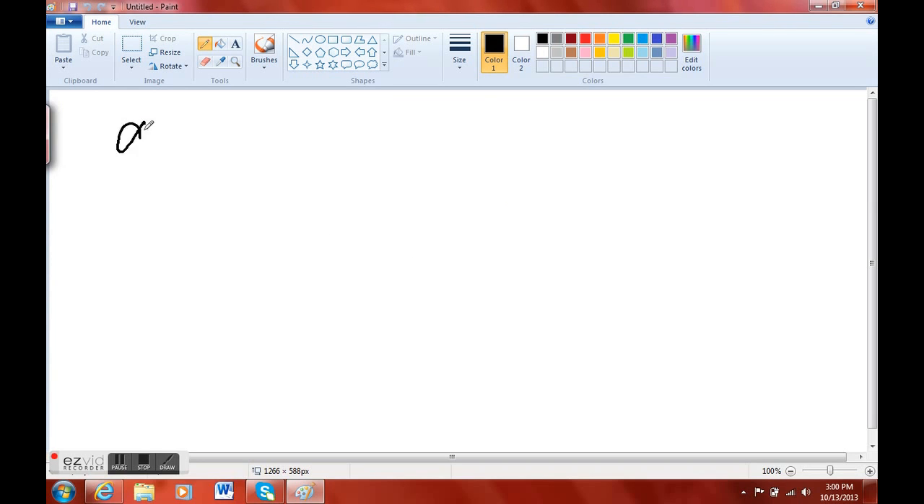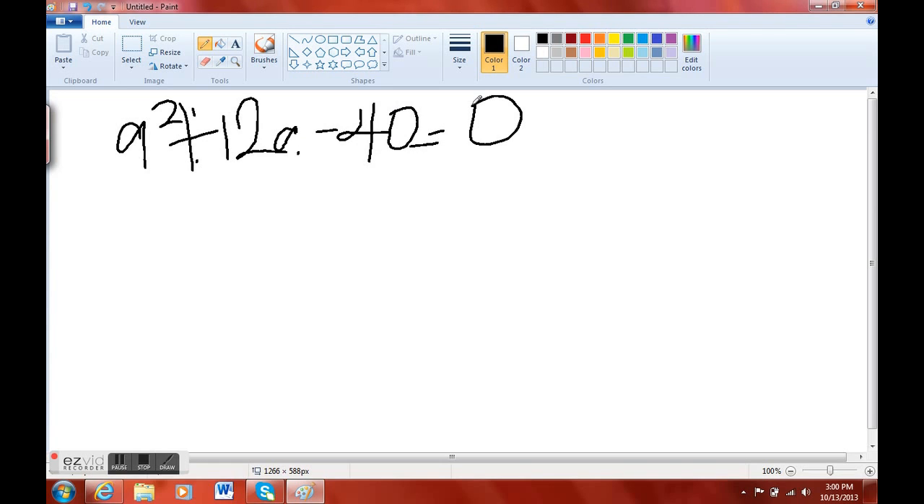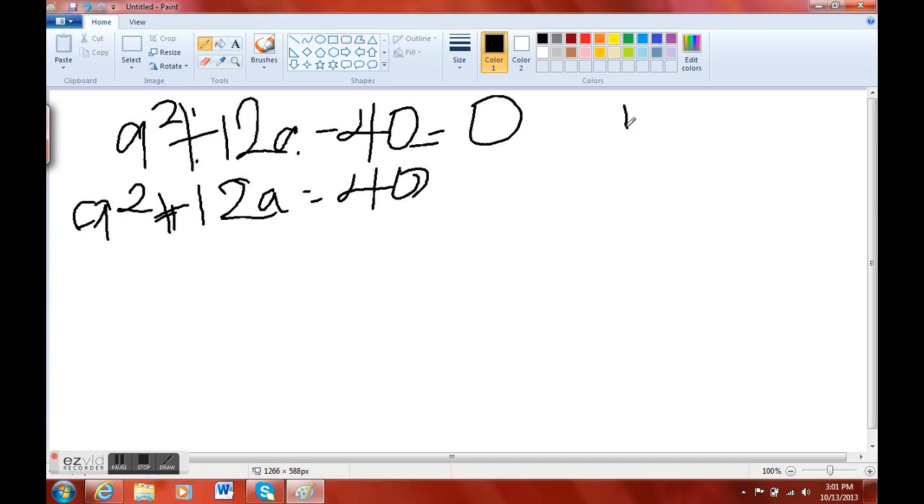Okay. We're gonna do this problem: a squared plus 12a minus 40 equals 0. The way this problem is gonna work, like I said before, you move c. So since c is negative 40, you add it to both sides. That gives you a squared plus 12a equals 40. It started off in standard form. So now you do b divided by 2, which is the half. So you half it, you get 6. Then you square it, you get 36. Now you're going to add it.